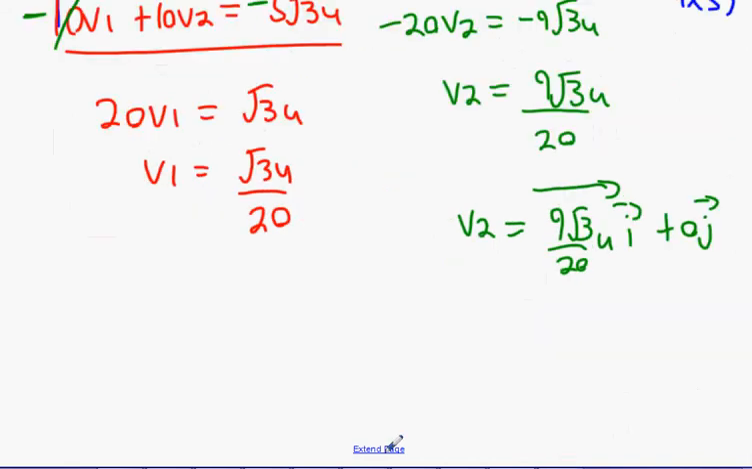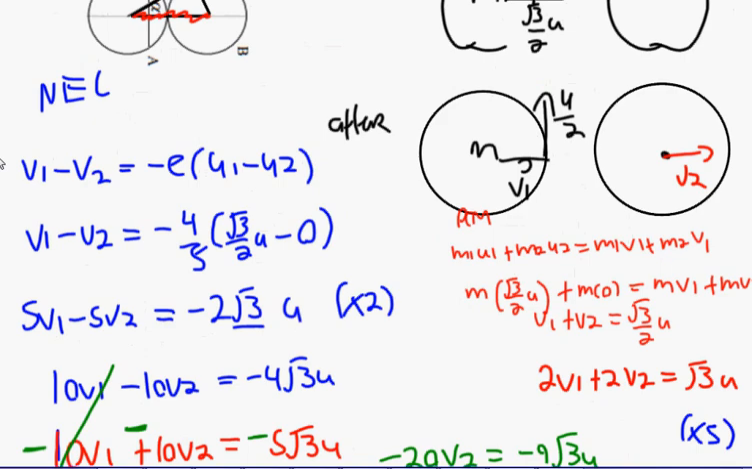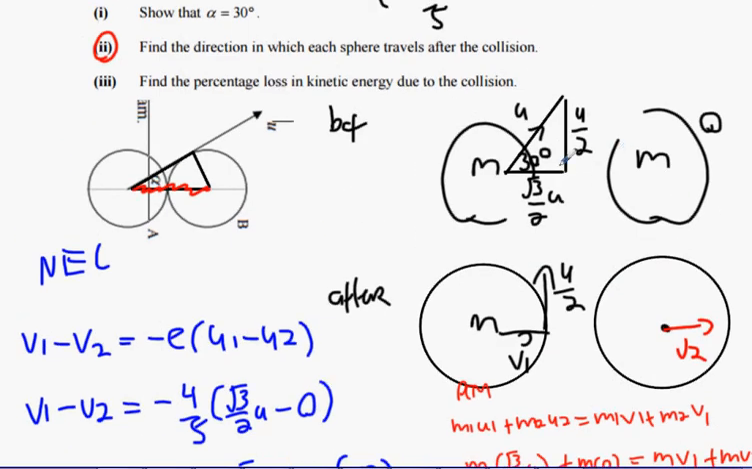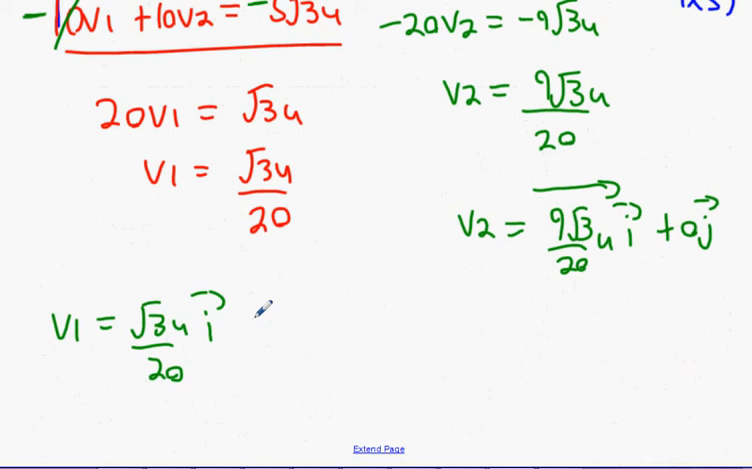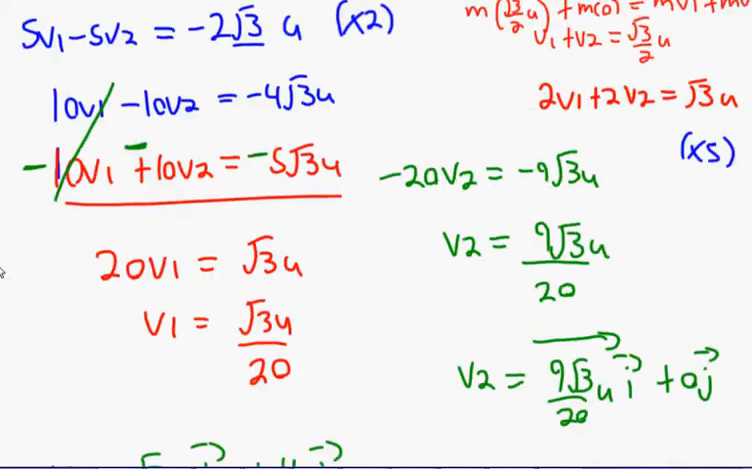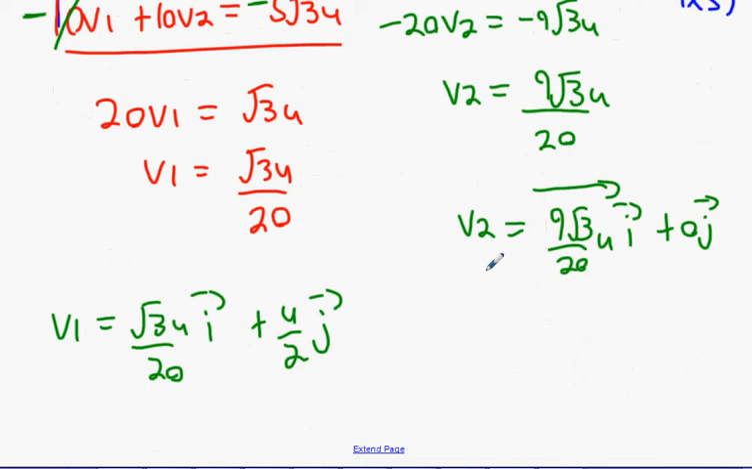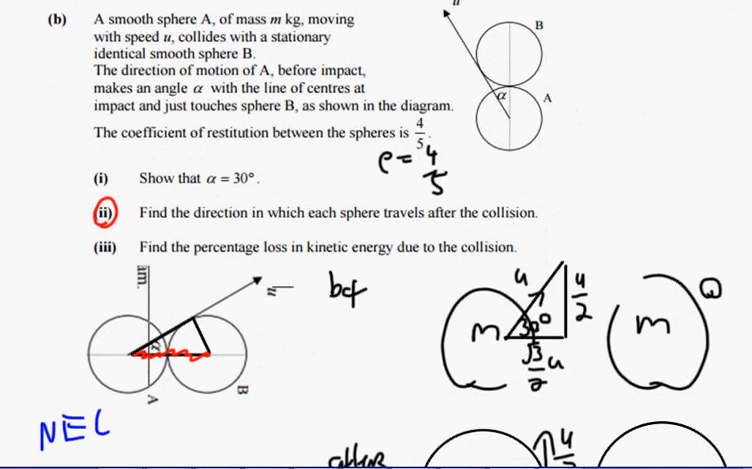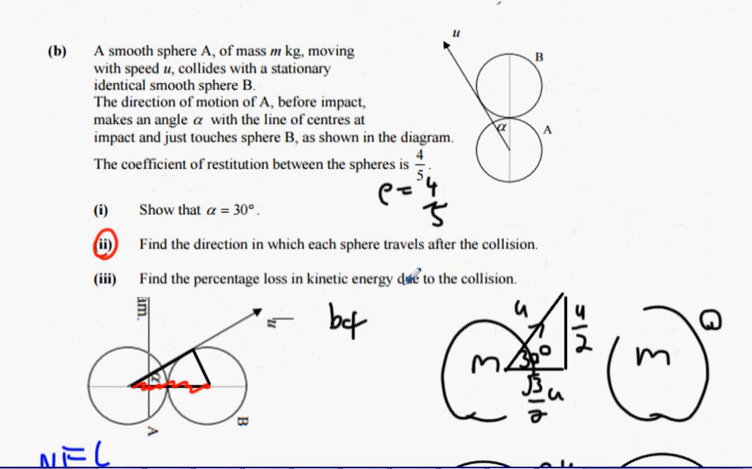Phi 1, however, is different. What's phi 1 doing? It's going root 3 u over 20 i, because it's going to the right, but it's also going upwards at u over 2 j. Just give me a minute to finish this off. Okay, so everybody happy with those two velocities? The keyword wasn't speed, the keyword is that they're looking for the direction. So I had to give the i and j components, okay?